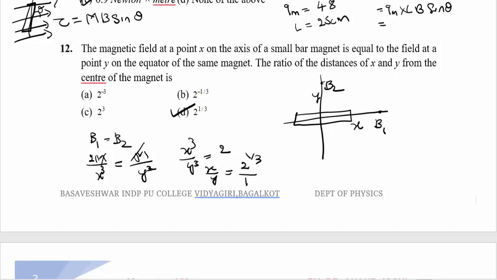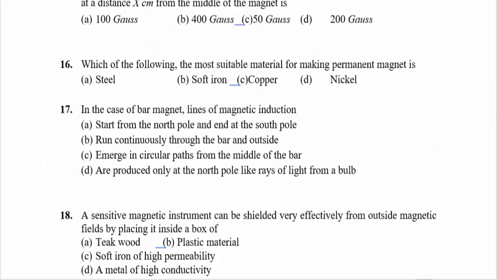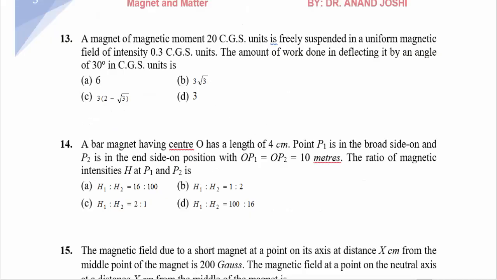Next question, the 13th. A magnet of magnetic moment 20 CGS units. There is a magnet of magnetic moment m equal to 20 CGS units. It is freely suspended in a magnetic field of intensity 0.3 CGS units. All units are in CGS. The amount of work done in deflecting it by an angle of 30 degree in CGS unit is. Here we are asked to calculate work done.